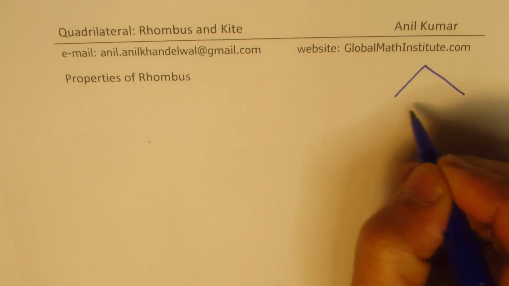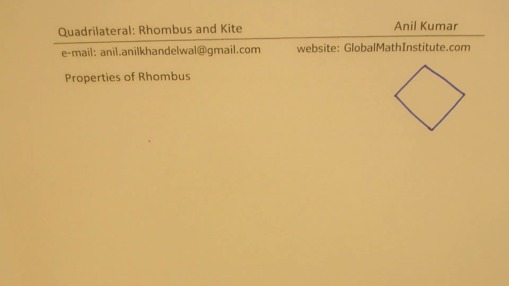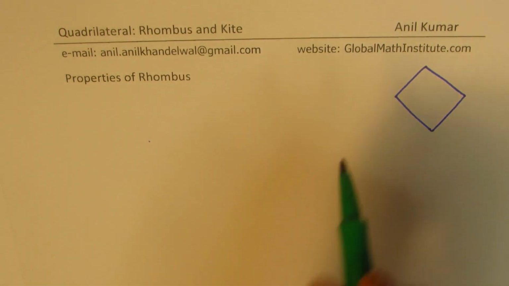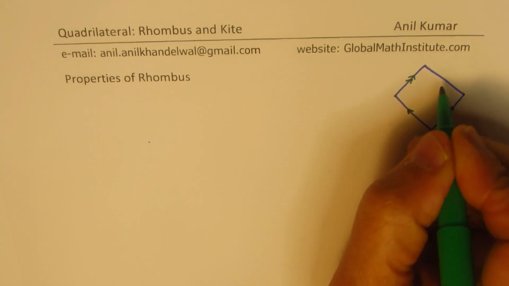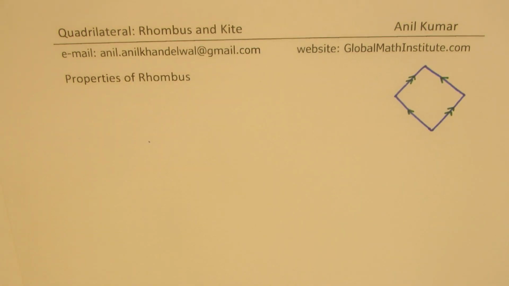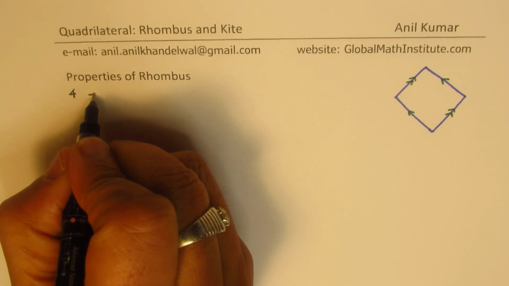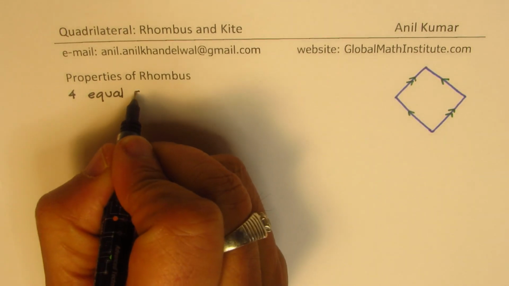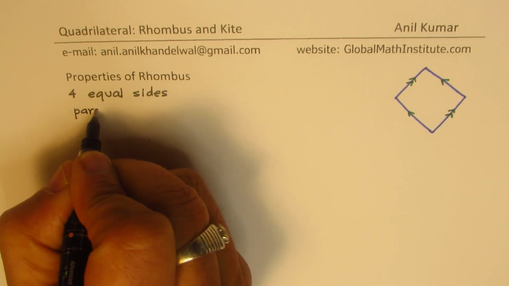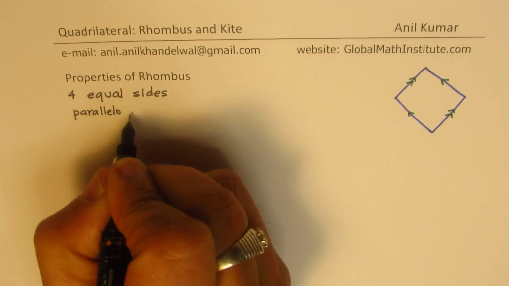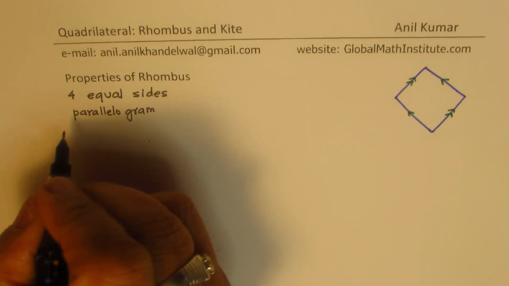So it has four sides. It's a quadrilateral. All four sides are equal and it is also a parallelogram. So this is not all that good a diagram. However, we'll make it like this so that you understand. So as far as rhombus is concerned, we can list the properties: it has four equal sides. Correct. It is a parallelogram. Right. So that means the opposite sides are parallel.